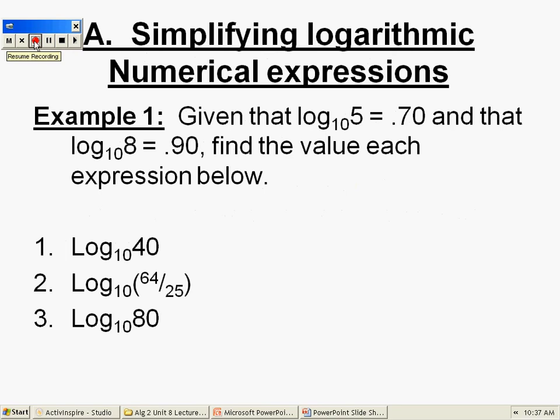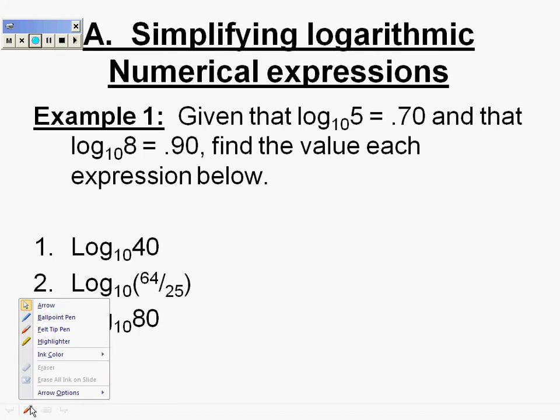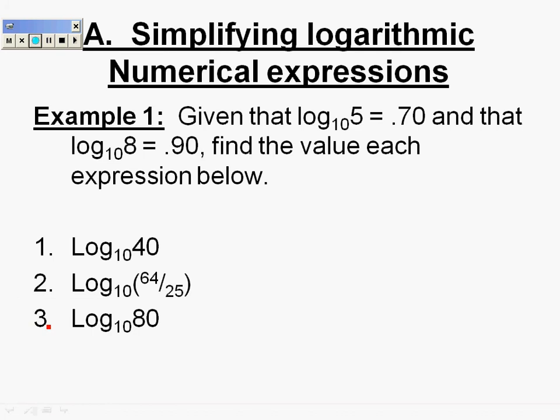Now, before we get started here, guys, let me just talk to you about what we're doing. Here's the thing. I know what log base 10 of 5 is because they tell me what it is. What is log base 10 of 5? 0.7, right? Or 0.70. And what is log base 10 of 8? 0.9. So here's what I'm going to do. They're asking me something I don't know. Log base 10 of 40.